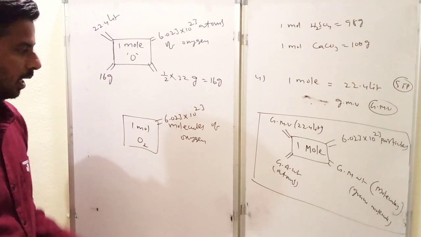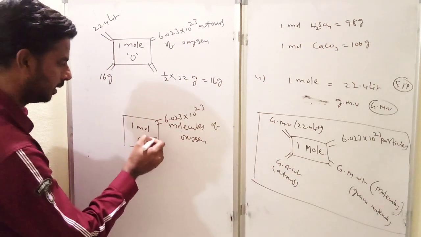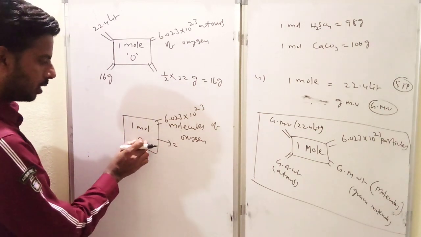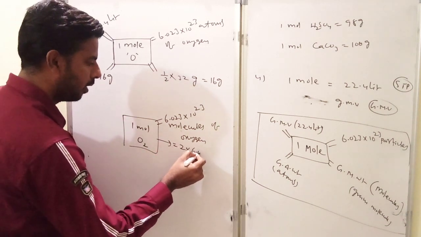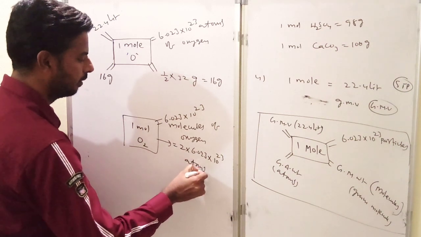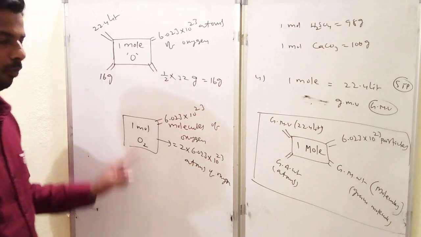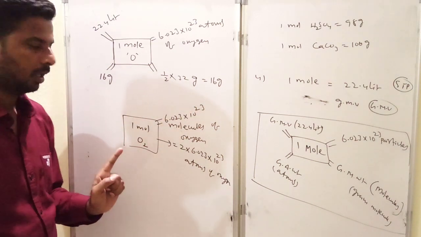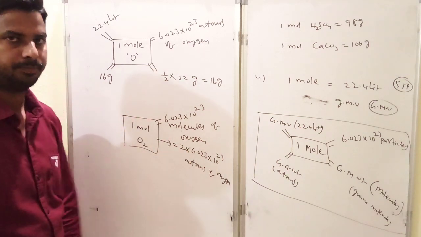Is it clear? Can you express the same in terms of atoms also? Yes, of course. How is it? Again, it is equal to, in one oxygen molecule, how many atoms are there? 2. That is why 2 × 6.023 × 10^23 atoms of oxygen. Is it clear? 1 mole O2 equals Avogadro number of molecules of oxygen. Otherwise, 2 times Avogadro number of atoms of oxygen.